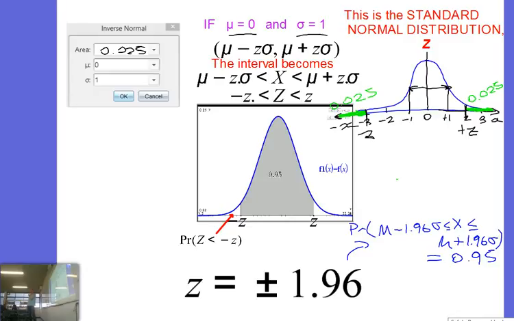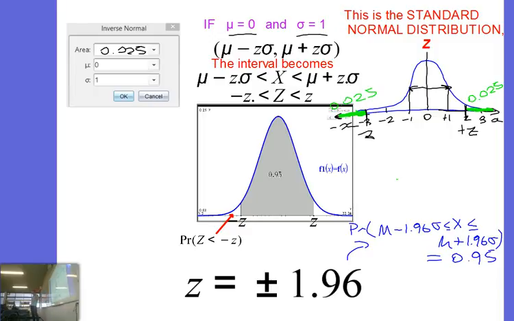So when we say we're 95% confident, we form the interval using this little expression. We start with the mean, we subtract 1.96 of the standard deviation to get the minimum number. To get the maximum number, we start with the mean, and then we add 1.96 of the standard deviation.